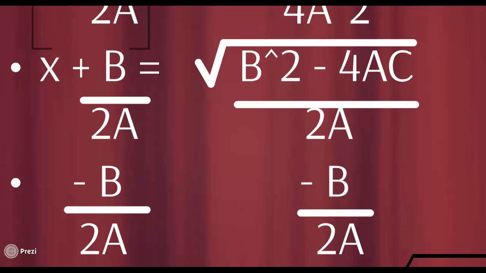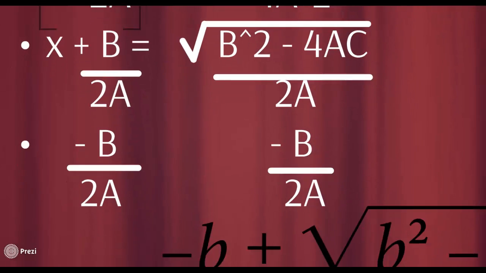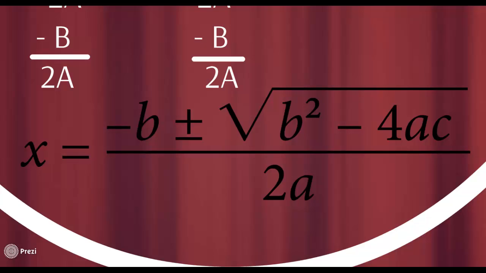Now we're on our last part. All we need to do is subtract b over 2a from both sides, and what we'll get is our quadratic formula. x equals negative b plus or minus the square root of b squared minus 4ac, all divided by 2a.